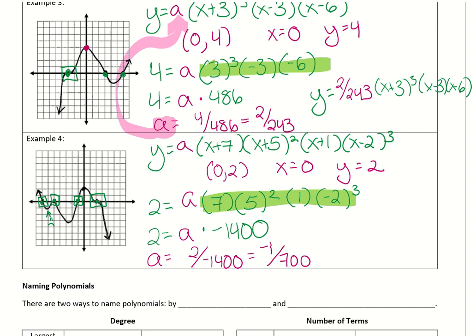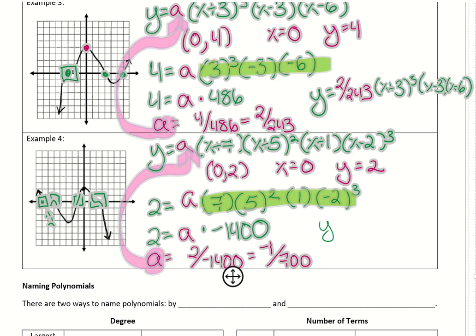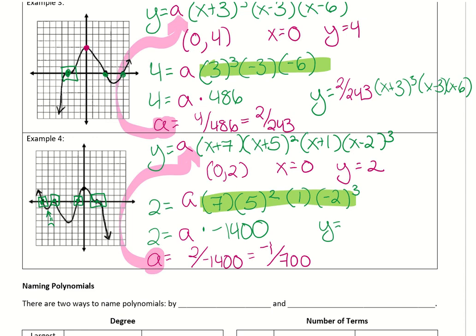So now, as usual, we can take this a, put it into our original equation, and we're going to have y equals negative 1 over 700, x plus 7, x plus 5 squared, I've run out of room, I'm going to write it below, times x plus 1 times x minus 2 cubed. Pretend that's all on one line. It is on your key on Canvas.